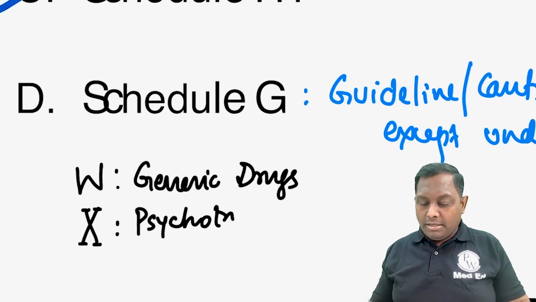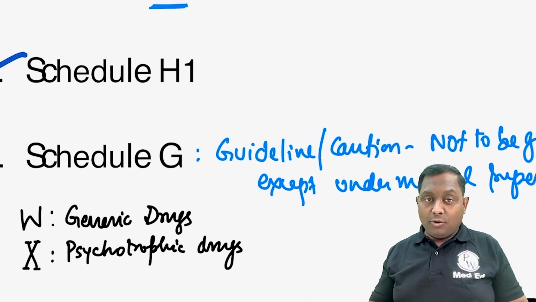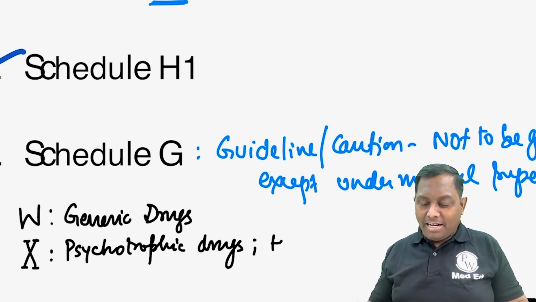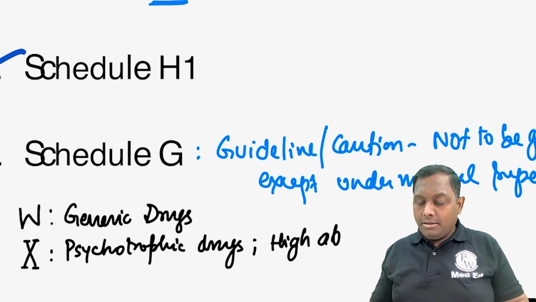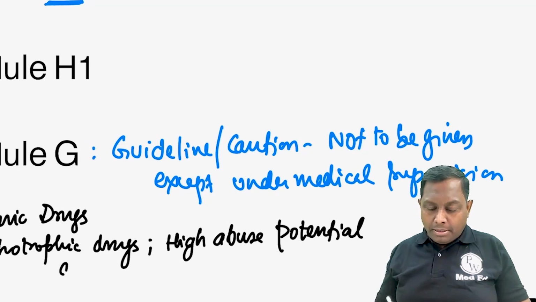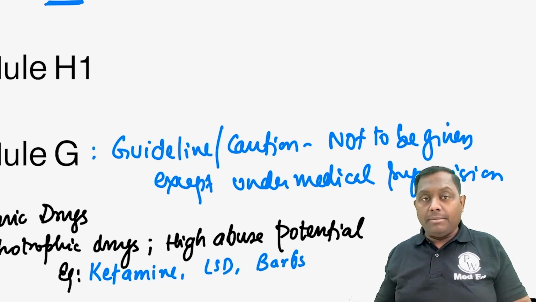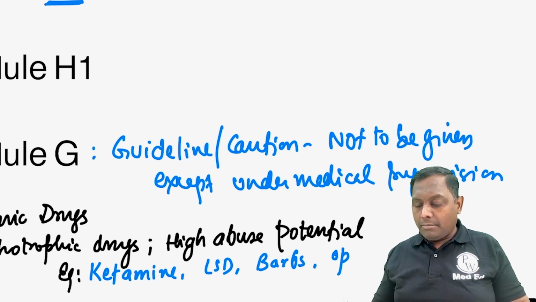So these are going to be psychotropic drugs that require a specific license for manufacture and sale. All the psychotropic drugs come under X, and they have a high abuse potential as well. Their abuse potential is going to be very, very high. Examples are drugs like ketamine, LSD, barbiturates, which I'm writing as the barbs, and opioids like morphine.